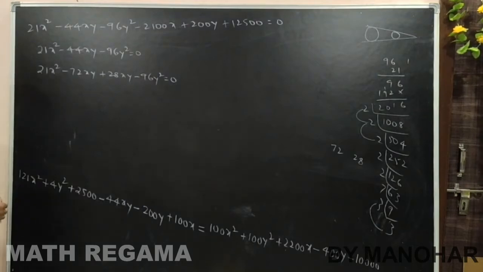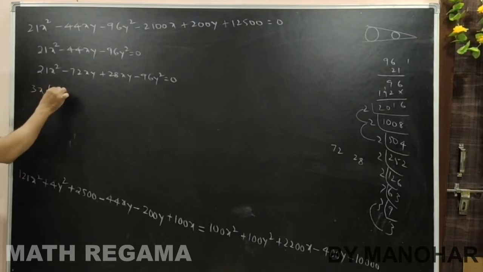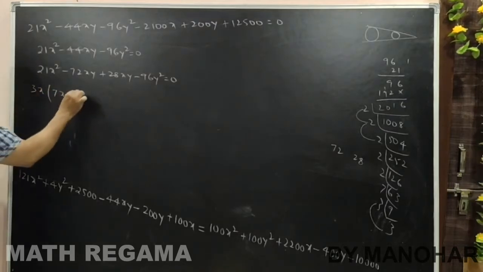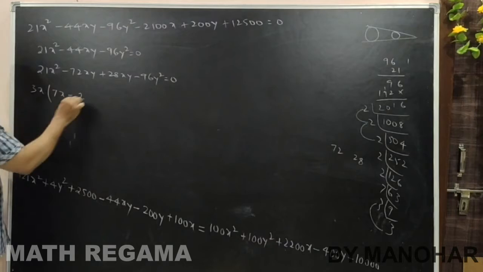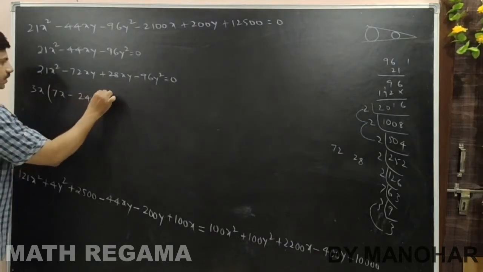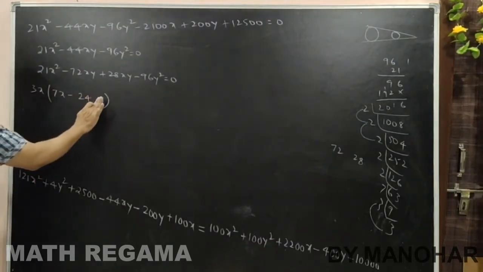Take, 7 3s are 21. So we have to take common from the first two terms. We take 3 common. If you take 3x common, 3 sevens are 21, 7x, and I'm getting 7x minus 24y.